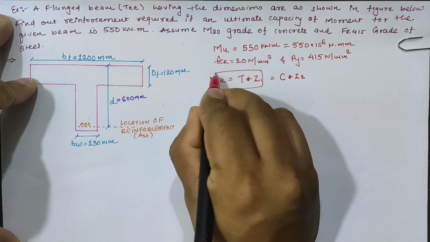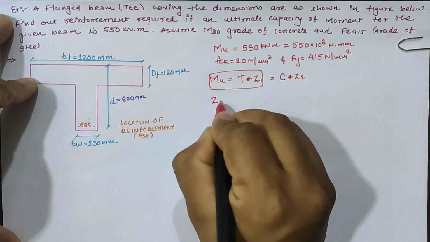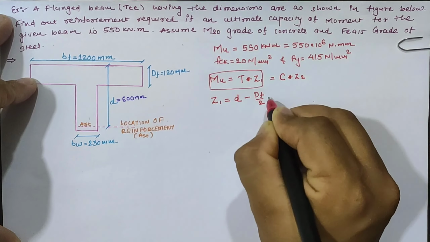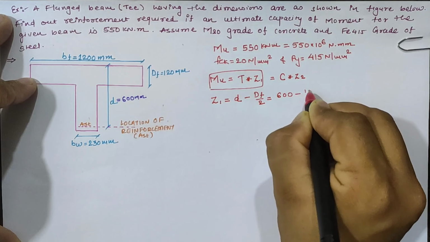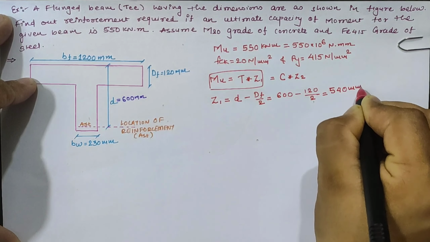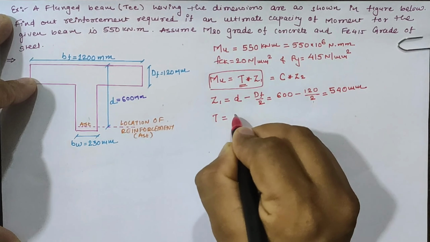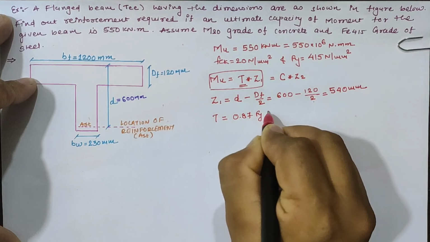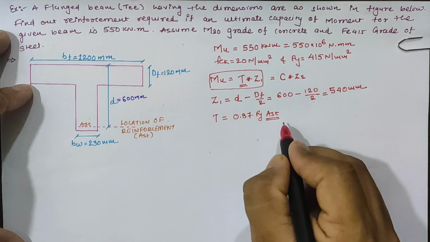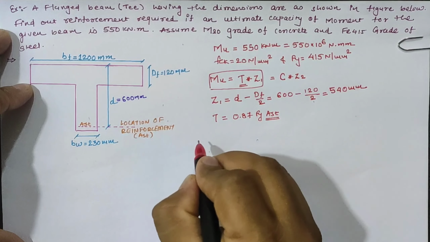we are going to take the relation as Mu is equal to tension force into lever arm, where the lever arm value Z1 is equal to effective depth minus depth of flange by 2, which is equal to 600 minus 120 by 2 as 540 mm, and the value of T is equal to 0.87 Fy into AST, where AST is required area of steel, or we can say the required tensile area for the reinforcement. So let us put the value of T and Z1 in value of Mu.